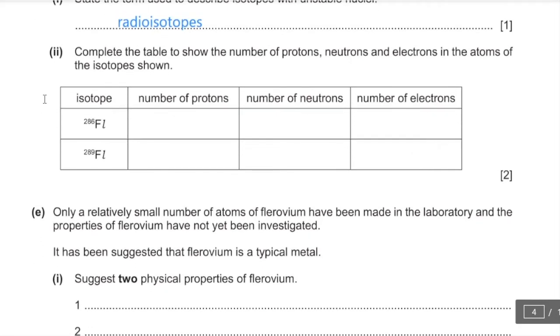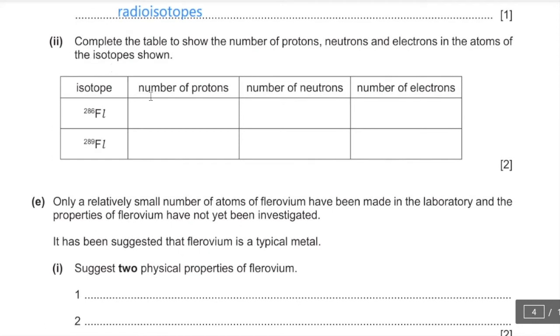Complete the table to show the number of protons, neutrons, and electrons in the atoms of isotopes shown. Since the atomic number does not change, the number of protons and electrons remains the same because this is a neutral atom, or these are two neutral isotopes. The atomic number from the periodic table is 114, and we can calculate the number of neutrons by subtracting the number of protons from the mass number of each isotope.